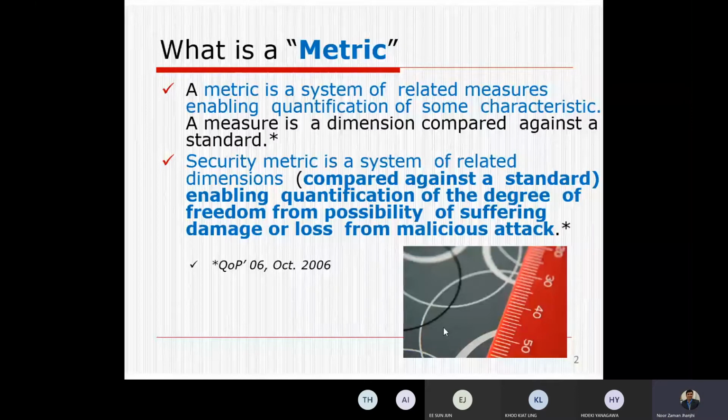Now, a simple definition for measurement: that is a metric system. A metric is a system of related measures. What do we mean by related measures? It means measures as per the requirements, based on the application, the type of application. So we can measure anything, enabling us to quantify things based on some of their characteristics. Then we can decide what the standards are for that.